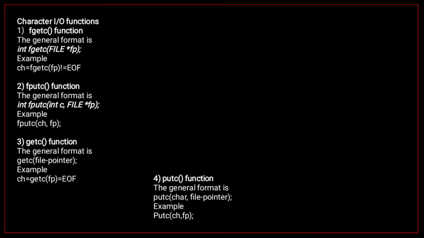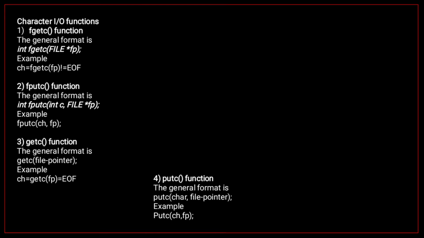Next function is getc function. This function is used to perform reading on file. It can be used to read individual character from a file, and this is the general format of getc function: getc(file pointer). How to use this function? This is the example to use this getc function.